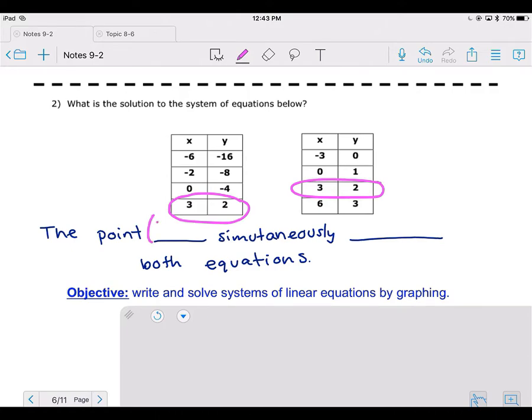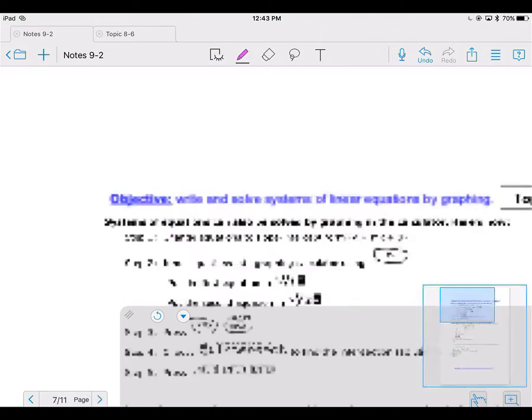So the point (3, 2) simultaneously fits both equations. So for these two equations, it works in both, it shows up in both tables, and so it's going to work for both of these. It could also say satisfies instead of fits. So the point (3, 2) fits or satisfies both equations because it's in both tables.